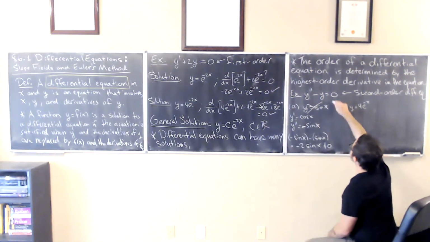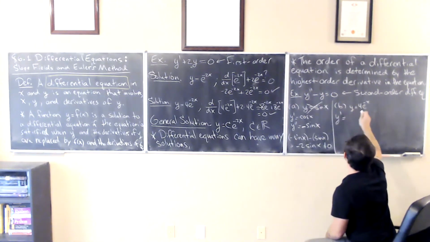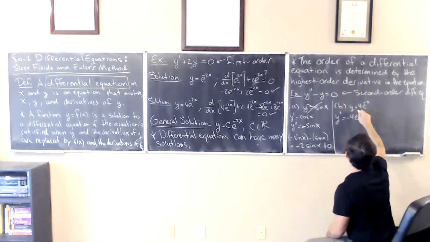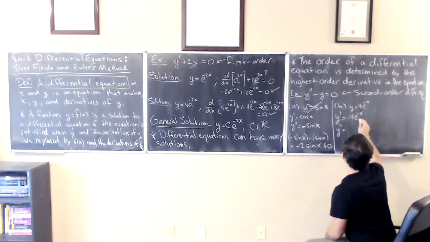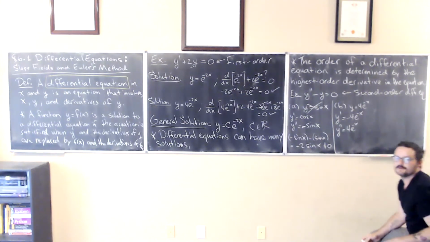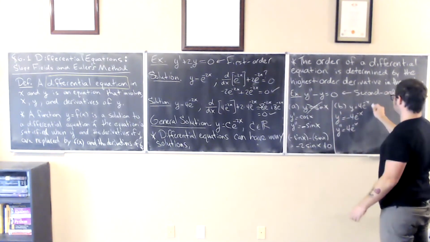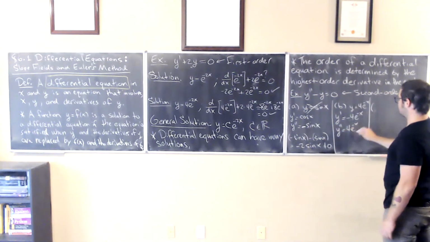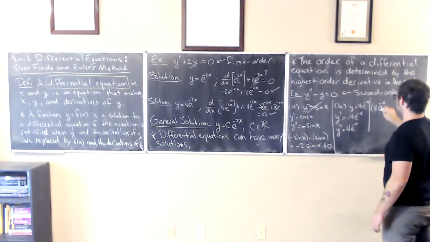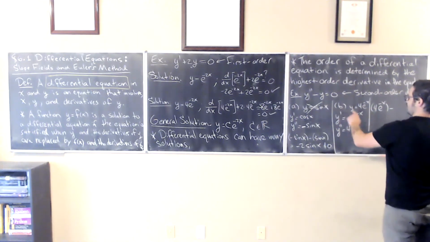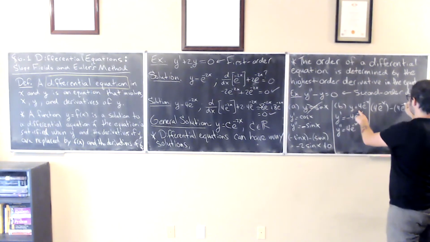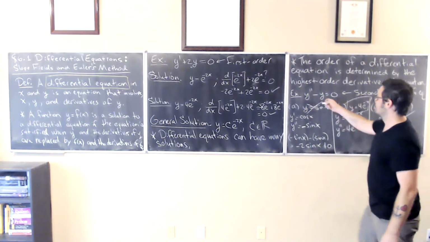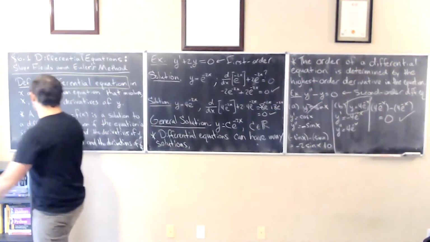What about here? So then what's y prime in this case? It's negative 4e to the negative x. And then y double prime is equal to 4e to the negative x. So it looks like this one is going to work, because if we plug in, y double prime is 4e to the negative x minus y, which is just 4e to the negative x, equals 0. So that is one solution to that second order differential equation.